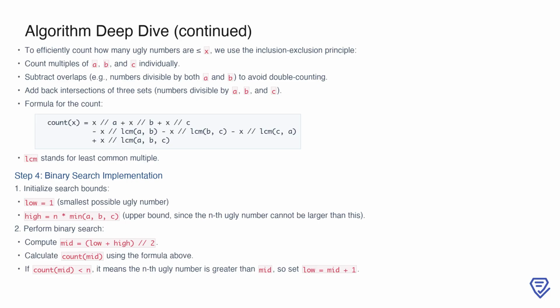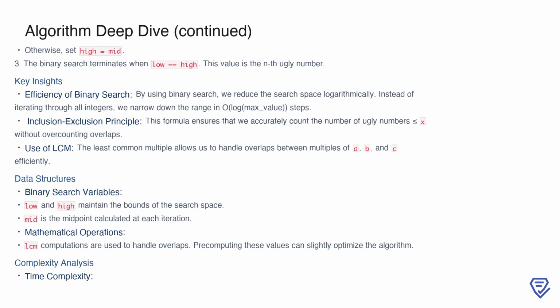Now, using this count function, we can integrate it into a binary search framework to zero in on the nth ugly number. The binary search process begins by setting the initial bounds for the search. The lower bound, low, is 1 since the smallest ugly number is at least 1. The upper bound, high, can be set to n * min(a, b, c), because the nth ugly number cannot exceed this value.